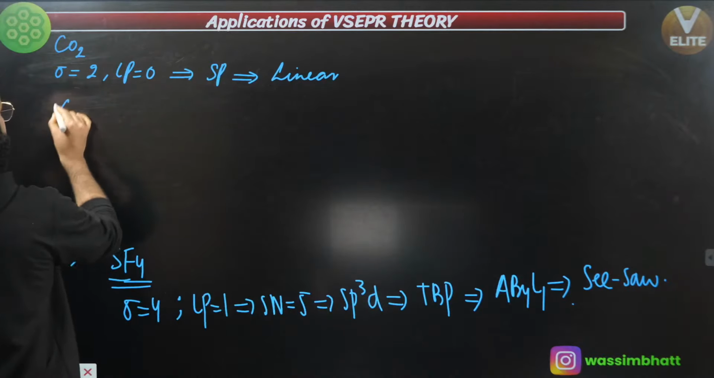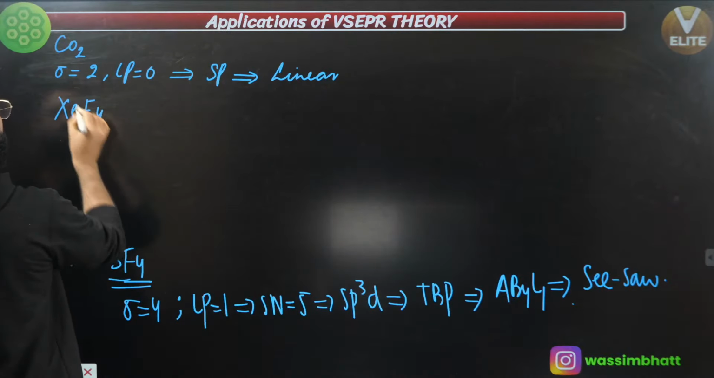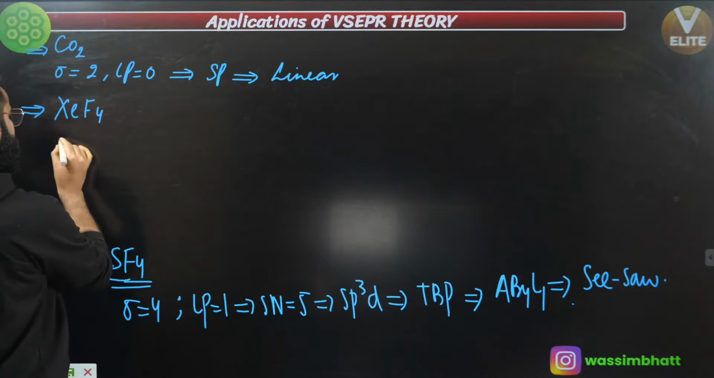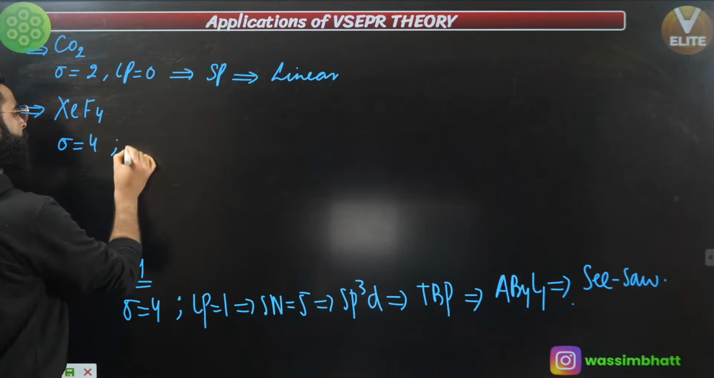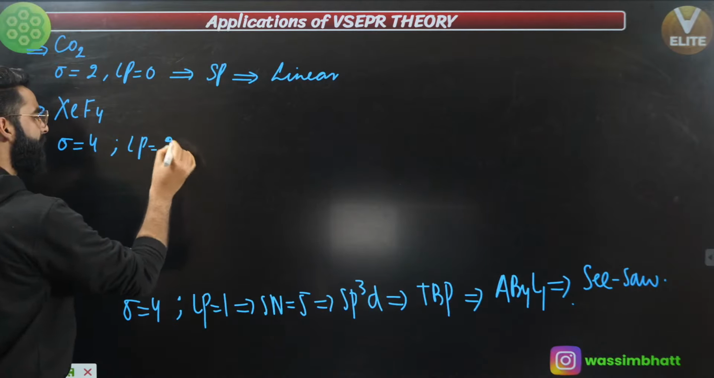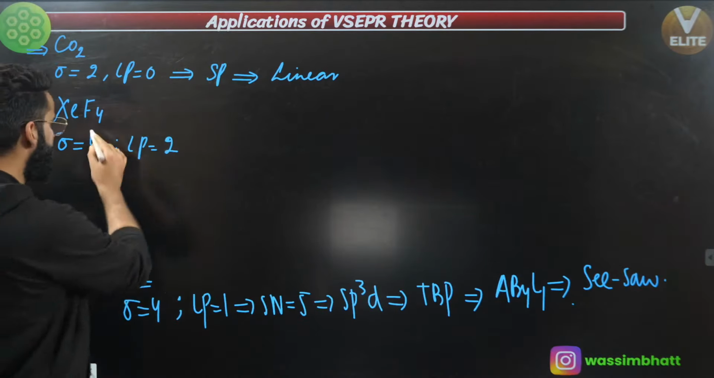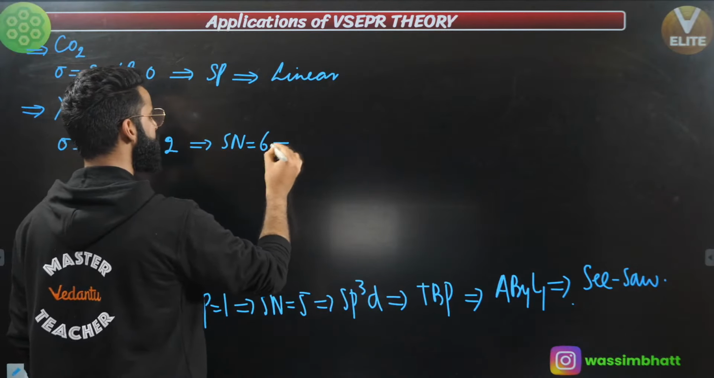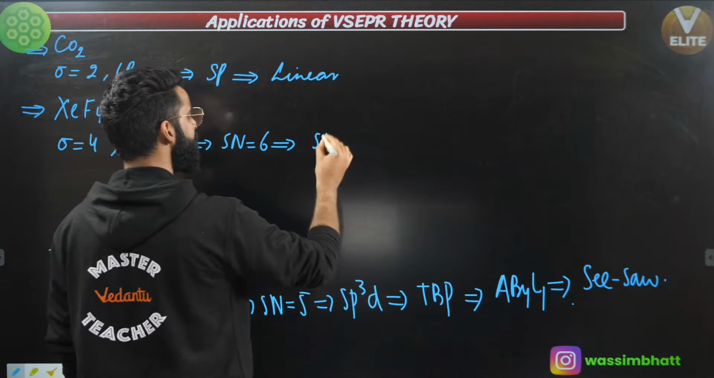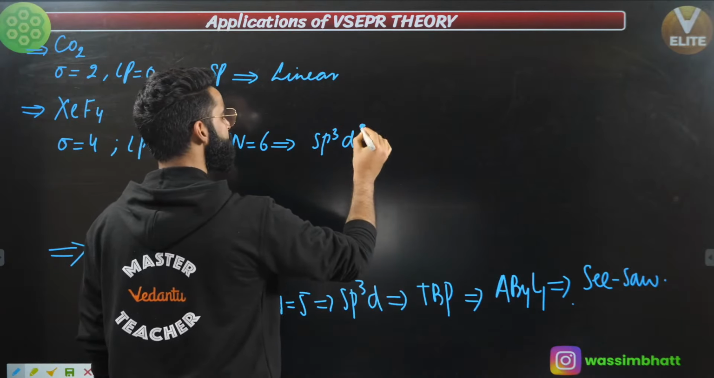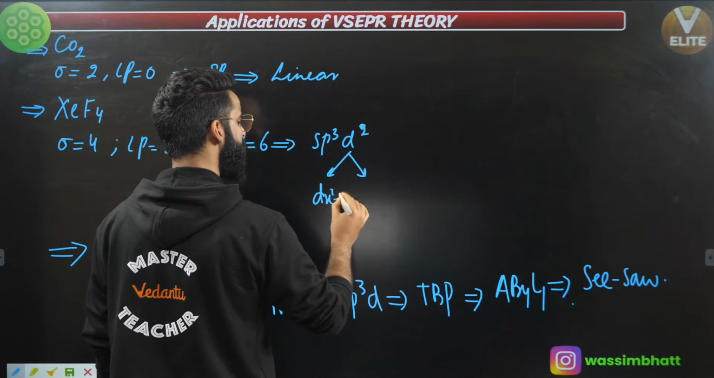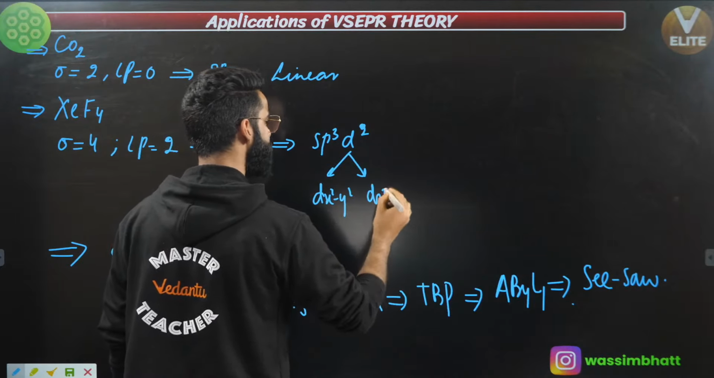Let's say we have got something as XeF4. Tell me everything about this XeF4. First of all, how many sigma bonds? 4 sigma bonds. How many lone pairs? There are 2 lone pairs on xenon, right? So 4 plus 2, it comes out to be 6. Steric number is equal to 6. If steric number is 6, that means hybridization is going to be sp3d2. If I ask you which d orbitals are involved here for hybridization, you can simply tell me dx square minus y square and dz square, right?